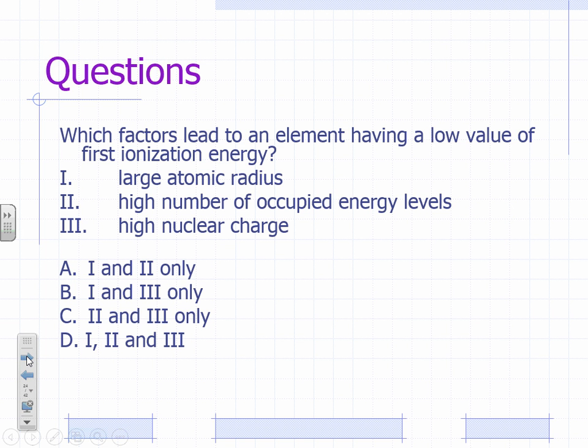Next question. Which factors lead to an element having a low value of first ionization energy? Putting this another way, a low value means the atom very easily ionizes, easily loses electrons. So electrons will be lost easily, definitely, from large atoms. Large atoms tend to have a high number of energy levels. So yes, they will tend to lose electrons quite easily. But a high nuclear charge would tend to hold on to the electrons. So the correct answer is 1 and 2, A.